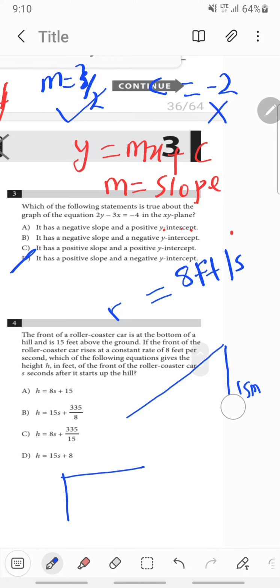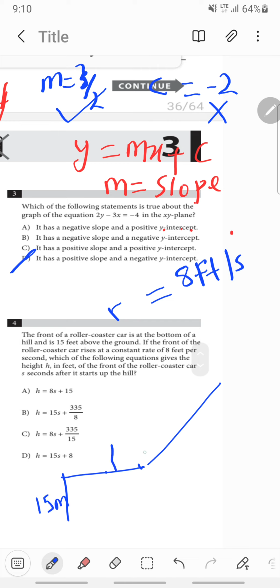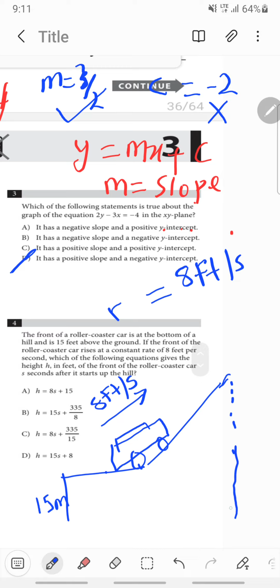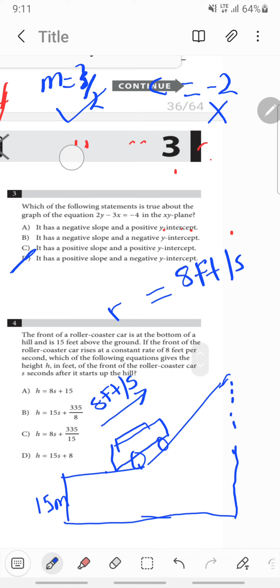Then you are now climbing up again. That is, the car is now climbing up at a constant rate. Let me draw it very well. This is a 15 meter. The roller coaster is climbing up, and the rate at which it is ascending is 8 feet per second. So they are now asking us, how high is it going to be after t seconds from the what? From the ground level.